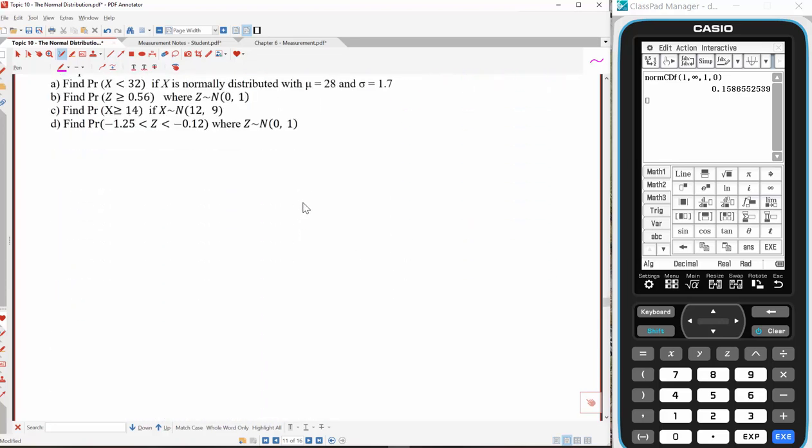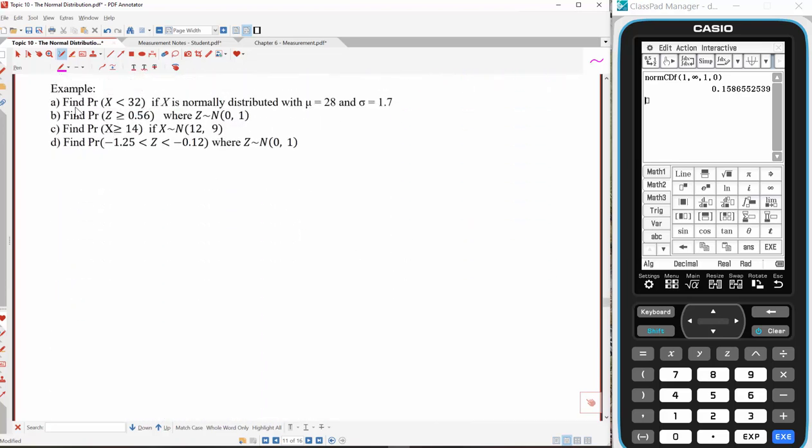Okay, last example. Find the probability that the random variable is less than 32 if x is normally distributed. So again, important to note the distribution, with a mean of 28 and a standard deviation of 1.7. So again, what we're looking for here is we've got a 28. Okay, and there is 1, 2, 3, 1, 2, 3. They should be separated evenly, but just drawing the picture. So 28, 32 is somewhere here. We want this area here.